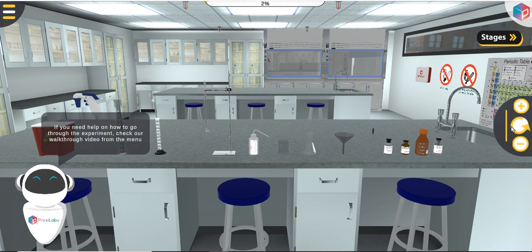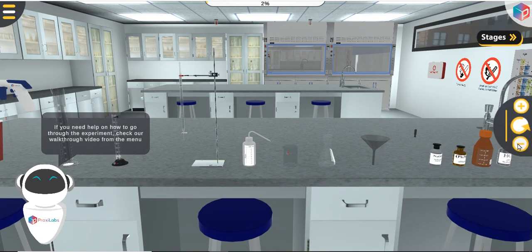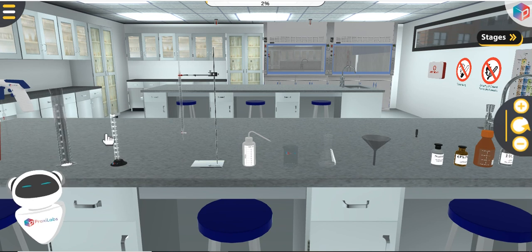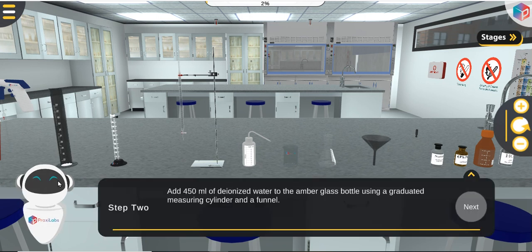Anything I do, if I want to discard it, I put it in the waste bin. Of course, like I said, you can increase or reduce your lab view. So what is the first instruction? Even if I don't know, I click on the assistant, the robot here, and it will give me the instruction. Step 2, add 450 ml of deionized water to the amber bottle using a graduated cylinder and the funnel. See the funnel? I put the funnel on the graduated cylinder and I'm to add 450 ml of deionized water.